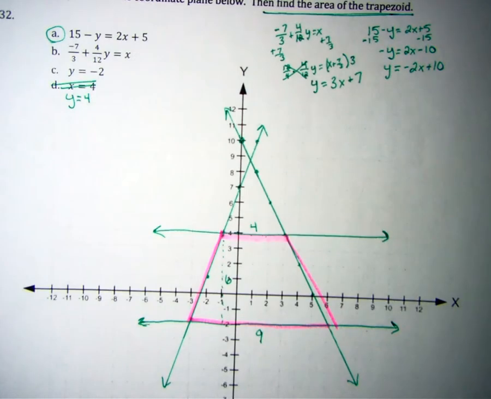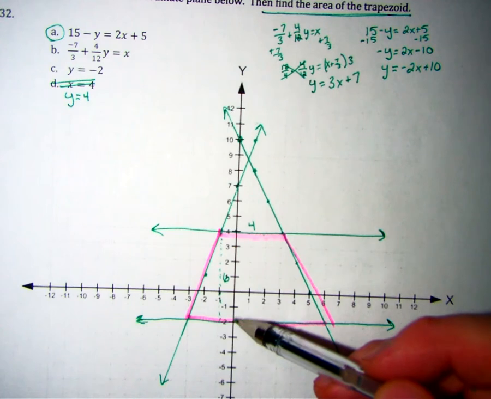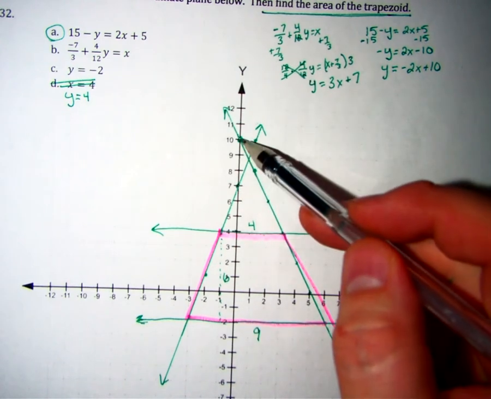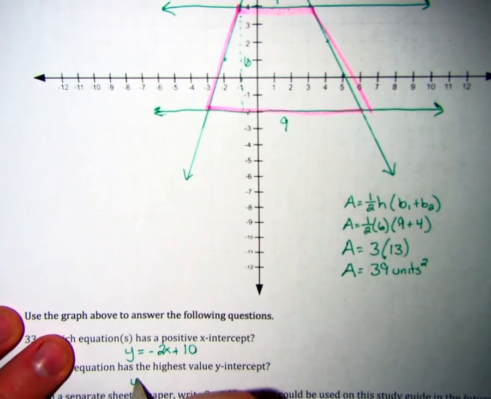Which equation has the highest y-intercept? We'll have a y-intercept at negative 2, a y-intercept at 4, a y-intercept at 7, and a y-intercept at 10. Again, it's that line with negative slope, so it's going to be the exact same one. y equals negative 2x plus 10.